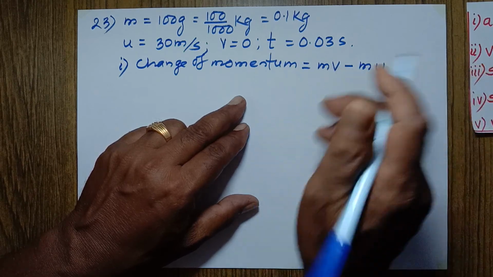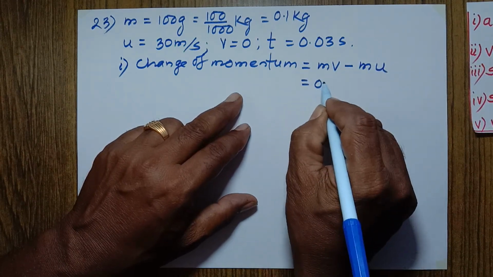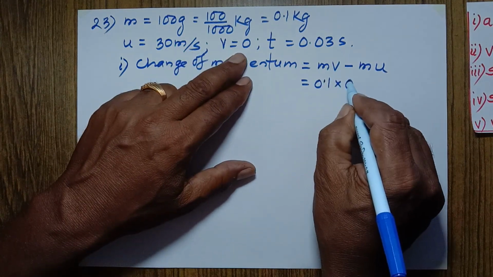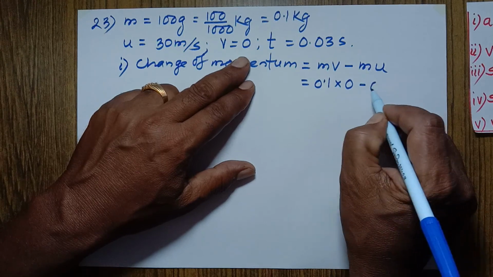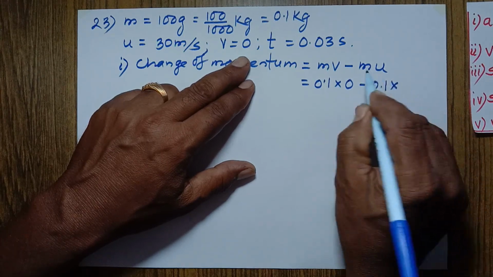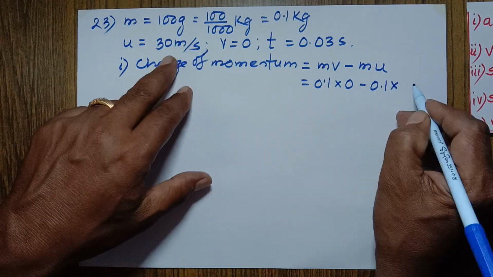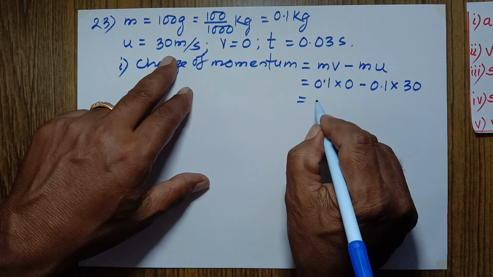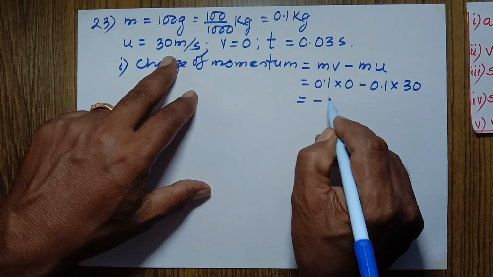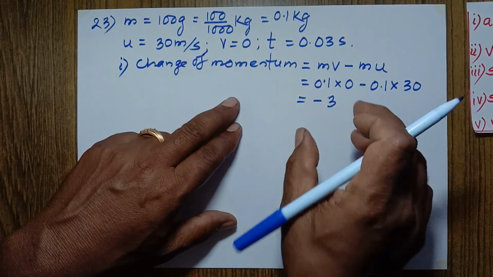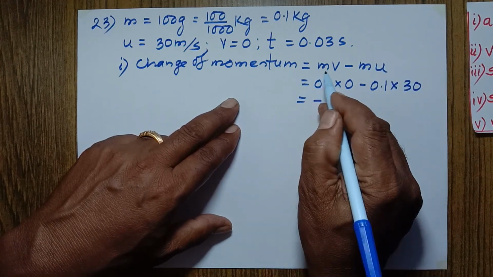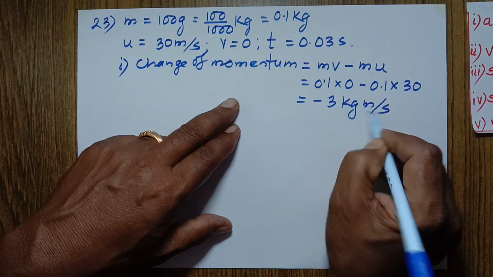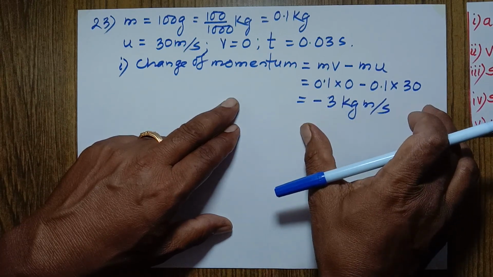Final momentum minus initial momentum gives the change of momentum. Now mass is 0.1 kg, into final velocity 0, minus again mass 0.1 kg into initial velocity, which is 30. 0 multiplied by this becomes 0. Minus 0.1 into 30 is minus 3. Now, what is the unit of momentum? Mass is measured in kilogram, velocity is measured in meter per second. That's why kg meter per second. This is the change of momentum calculated.